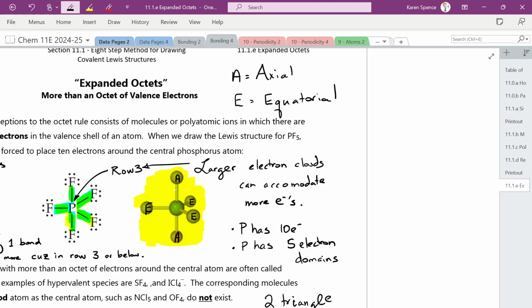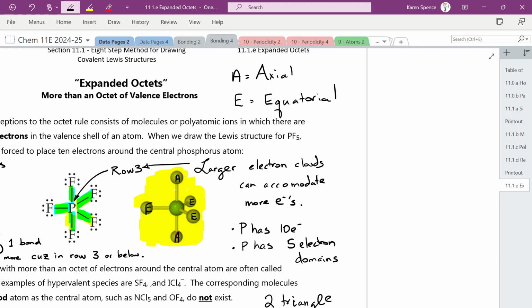What's this shape? What letter is it shaped like? A T. Guess what its shape is? T-shaped. So very often with these 5 electron domain ones, we have to kind of turn it so we can see it. Like we have to move it so that the axis is now sideways so you can see the T.